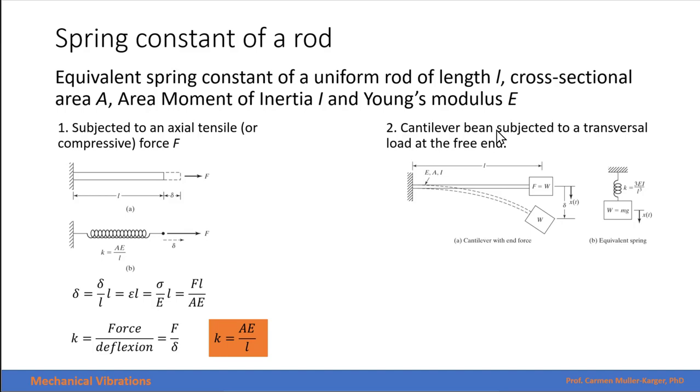In the second case, we have a cantilever beam subjected to a transversal load at the free end. We want to substitute this system by an equivalent constant of the spring and a mass. As you recall from mechanics of materials, the displacement of the end of the beam is defined as the weight, this weight over here, times the length cubed divided by 3, the E modulus, and the I, which is the area moment of inertia. Using the same definition for the constant of the spring, force divided by the deflection, we can find that for this cantilever beam, the equivalent constant of the spring can be written as 3EI divided by the length cubed.